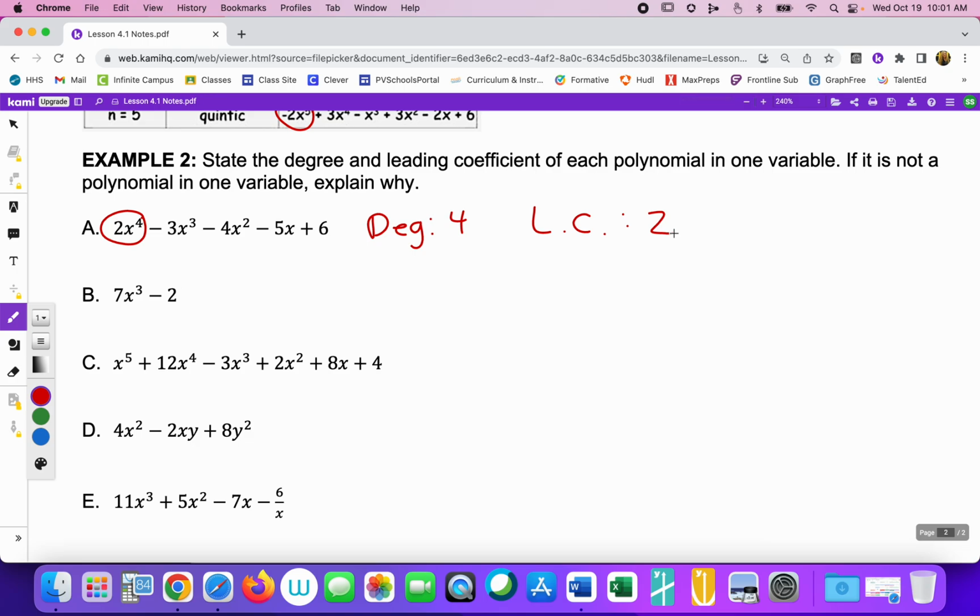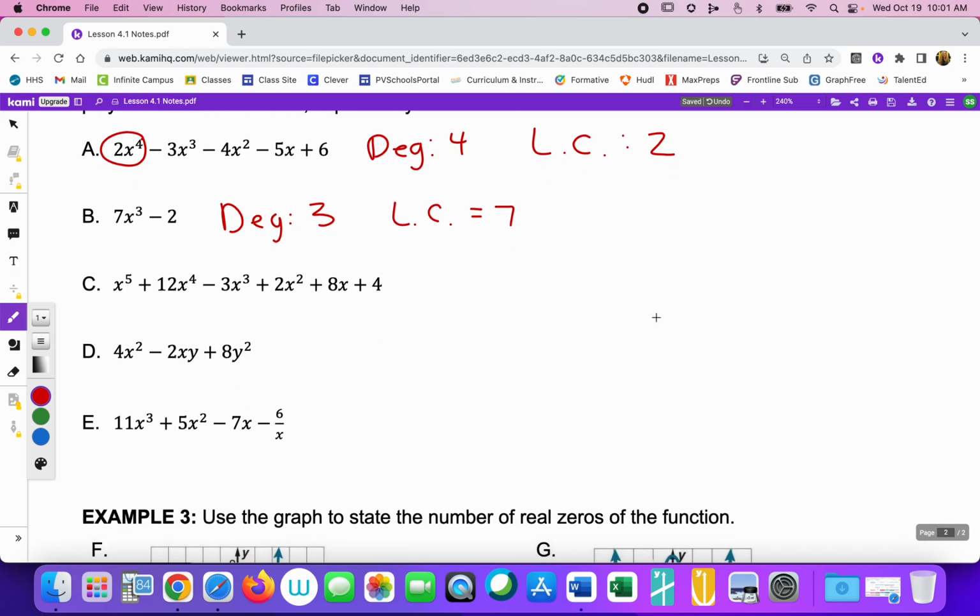What about B? Is a degree of 3, or you'd say 3rd degree if you want to. What's leading coefficient? 7. C? 5. What's the leading coefficient? 12. What number's in front of that? If it doesn't have to be written, it's 1. Any questions so far? So the largest one determines both of these. Okay.